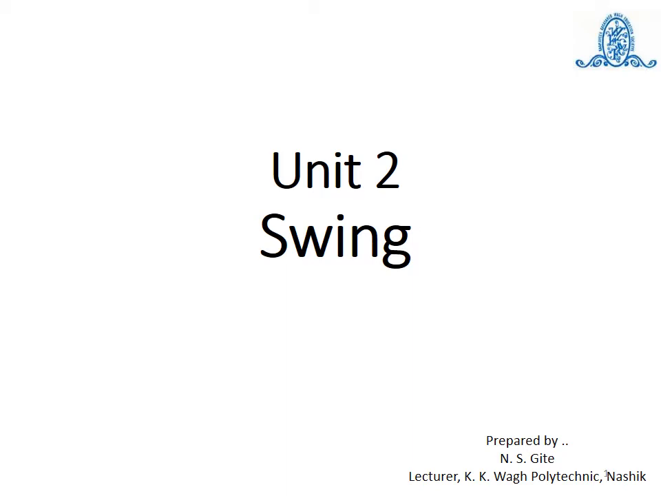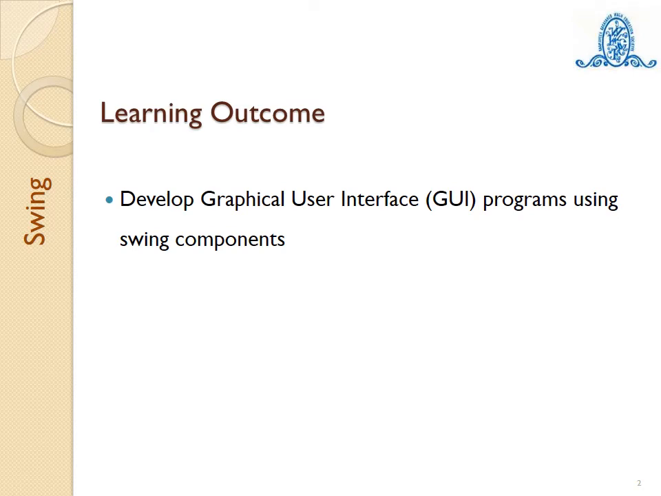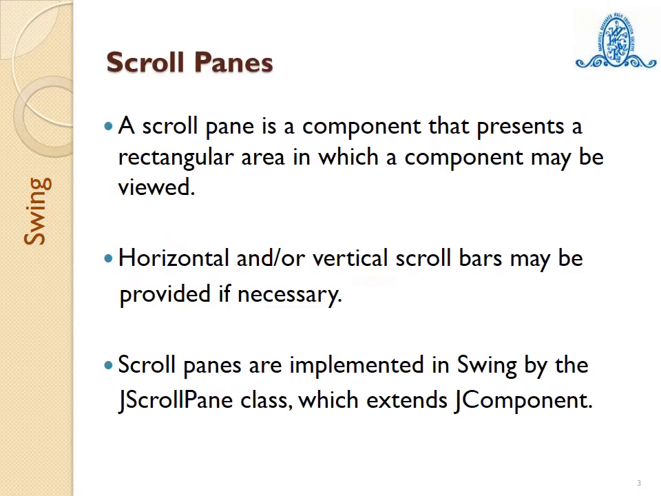Today we are going to discuss two swing components, scroll pane and table. After completion of this session, the learning outcome is that the student will be able to develop graphical user interface programs using JScrollPane and JTable swing components.